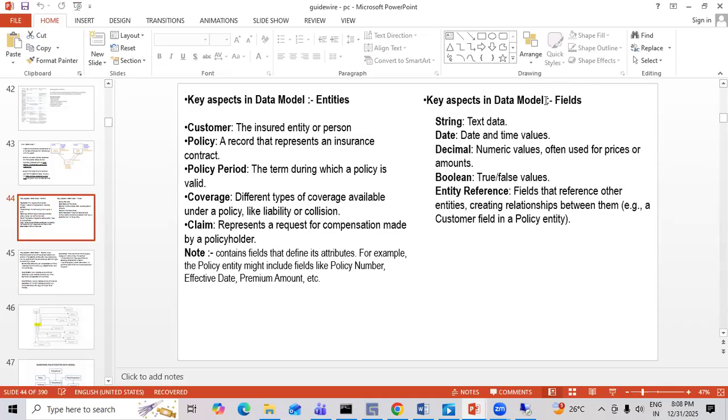Next, Boolean. Boolean can be true or false. That is where generally logic will be applied. Based upon the Boolean, logic can be applied.